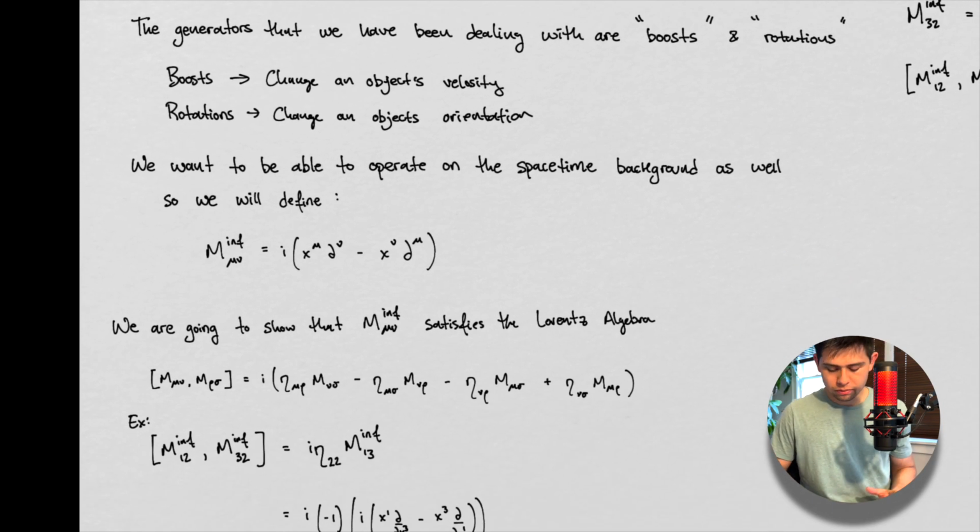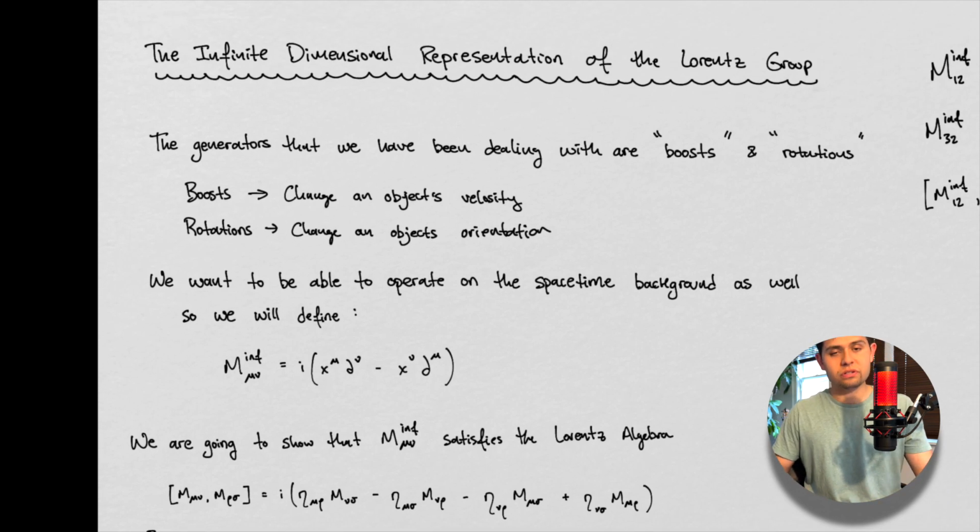We want to be able to not just operate on these objects, right? Say it's a vector or a spinor or something like that. We don't want to be able to just operate on those guys. We also want to be able to operate on the space-time itself. And in order to do that, well, the space-time itself is a continuum. And so we have to find an infinite dimensional representation to be able to operate on the space-time.